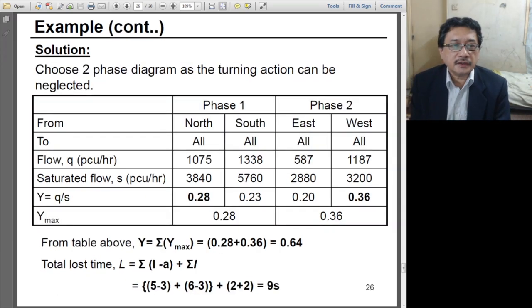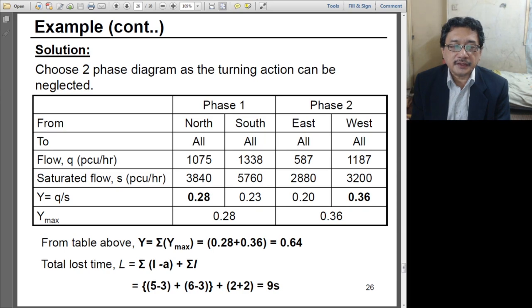First, we start with the calculation of the demand over saturated flow. As shown in the table, for phase 1, we start with the north direction. It's just the flow of 1,075 passenger car units per hour divided by the saturated flow of 3,840 passenger car units per hour, giving the ratio as 0.28. The same calculation is done for the south direction and we obtain 0.23. For phase 2, for the east direction, we obtain 0.20. For the west direction, we obtain 0.36.